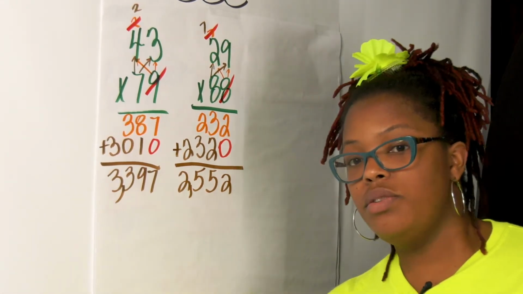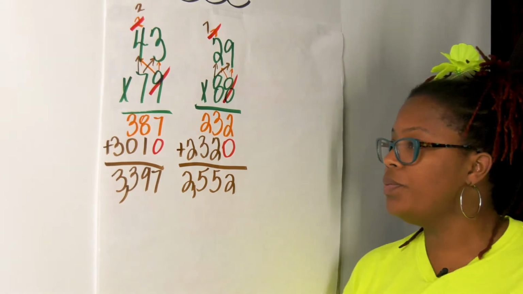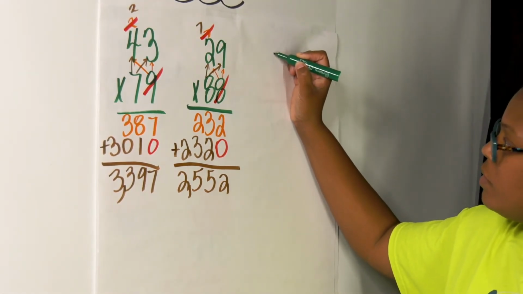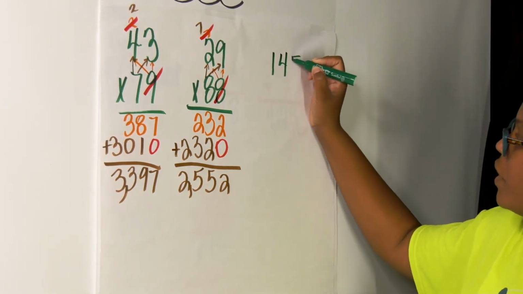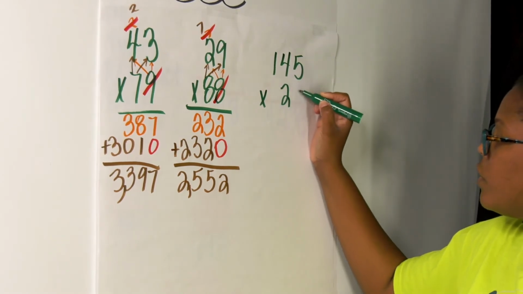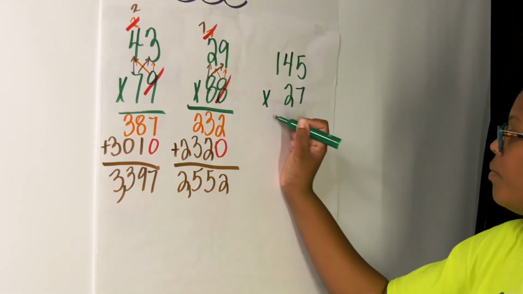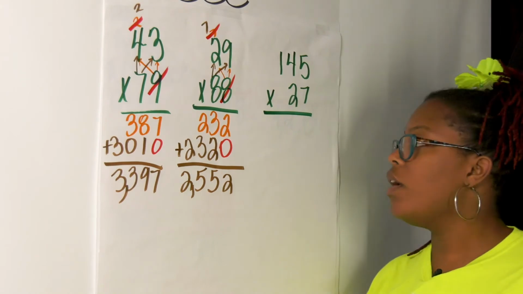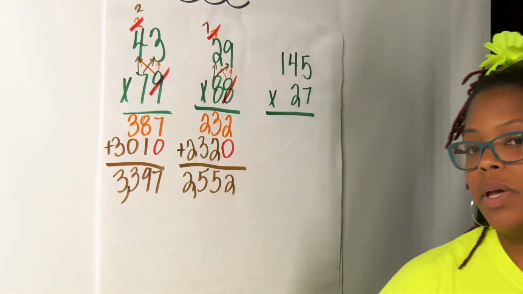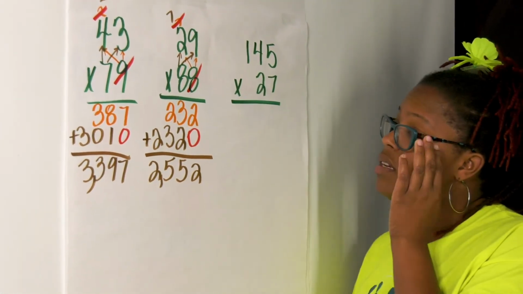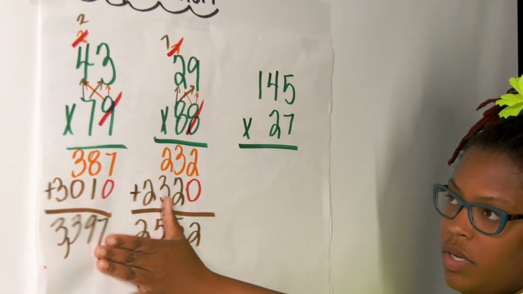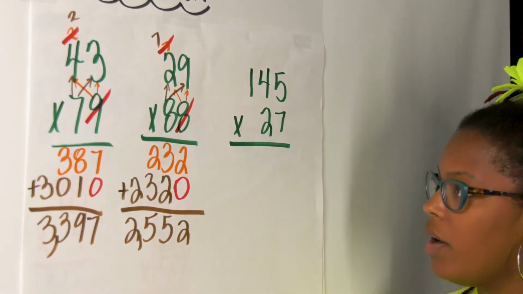Now we're going to do a 3-digit example. And let's see, 3 by 2 digits, 145 times 27. Okay, 145 times 27. I want you to pay attention as to what the difference will be from this example that I'm about to do to these two examples that we've already done.